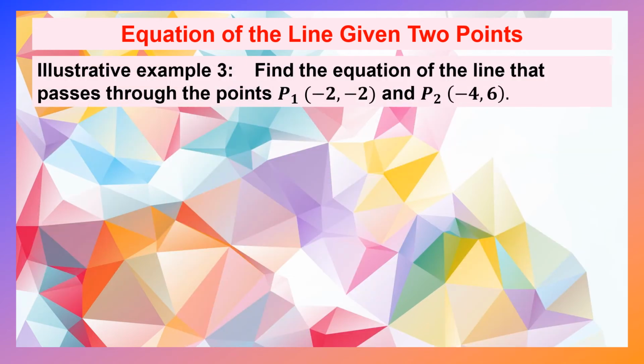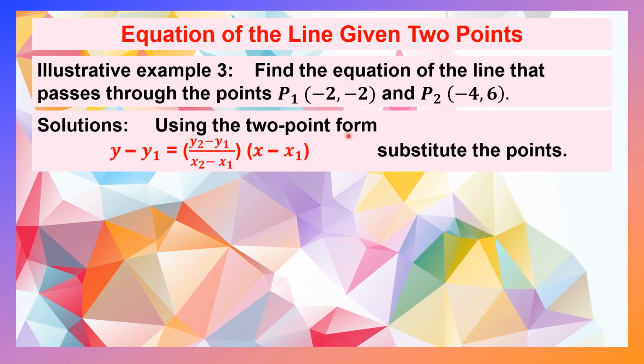For the last example, we have: find the equation of the line that passes through the points p sub 1, negative 2, negative 2, and our p sub 2 is negative 4, 6. So, using our 2-point form, we have y minus y sub 1 equals y sub 2 minus y sub 1 over x sub 2 minus x sub 1 times the quantity x minus x sub 1. Just substitute the given 2 points.